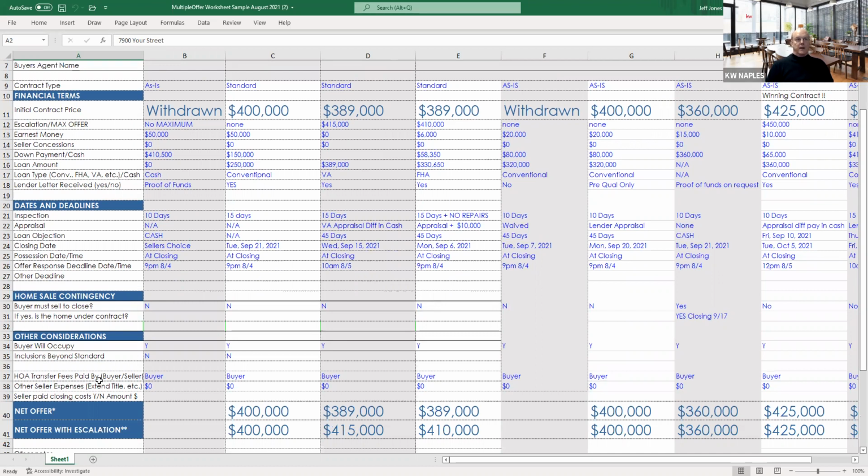Will the buyer occupy? In this particular case, there was a restriction that the buyer had to live there for a year before they could rent it. So if the buyer said they wanted to rent it out, that's the reason you see all Ys. Those offers fell through right away because they were investors. If there are HOA transfer fees, who's paying them? Are there any other seller expenses? And is the seller paying closing costs?